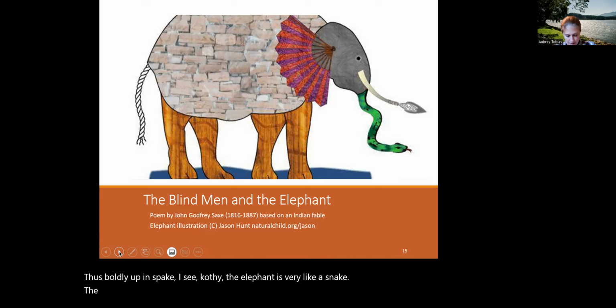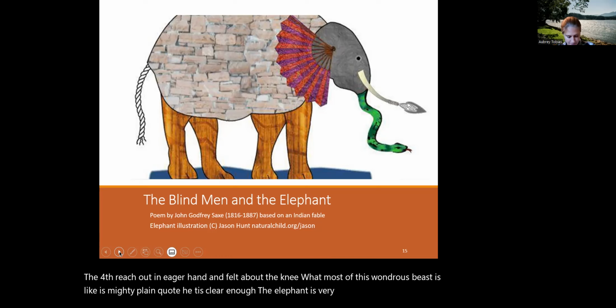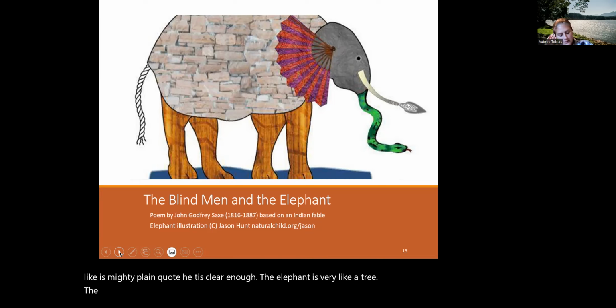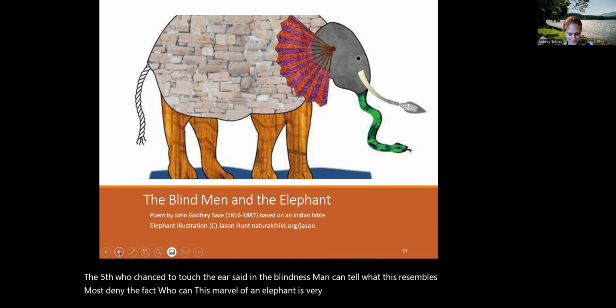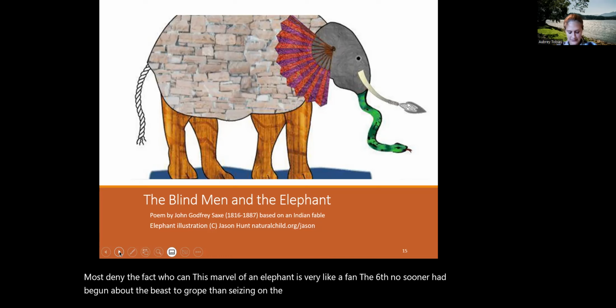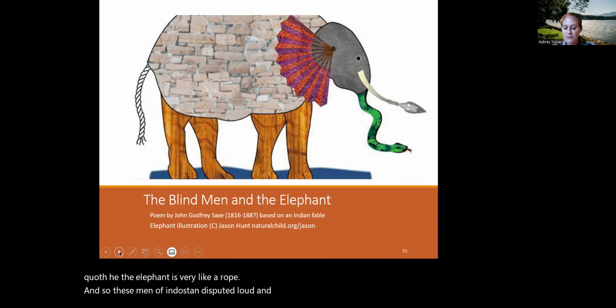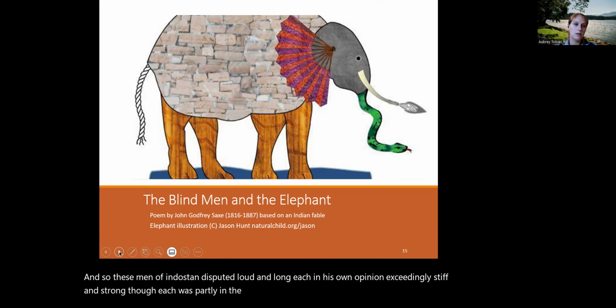The fourth reached out an eager hand, and felt about the knee. What most this wondrous beast is like is mighty plain, quoth he. 'Tis clear enough the elephant is very like a tree. The fifth, who chanced to touch the ear, said, e'en the blindest man can tell what this resembles most. Deny the fact who can. This marvel of an elephant is very like a fan. The sixth no sooner had begun about the beast to grope, than seizing on the swinging tail that fell within his scope, I see, quoth he, the elephant is very like a rope. And so these men of Indostan disputed loud and long, each in his own opinion, exceedingly stiff and strong, though each was partly in the right and all were in the wrong.